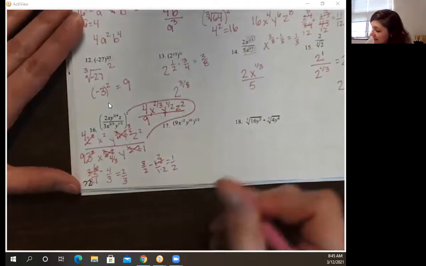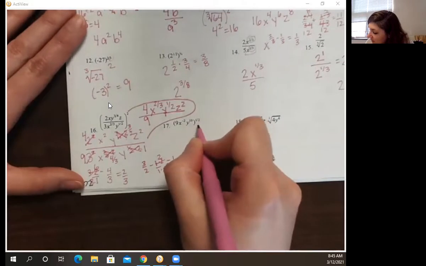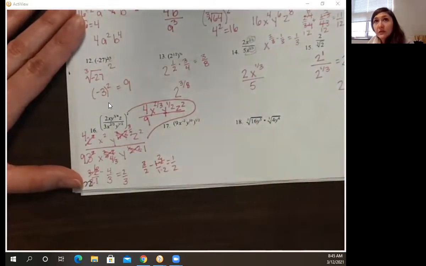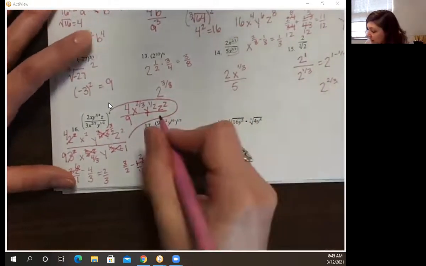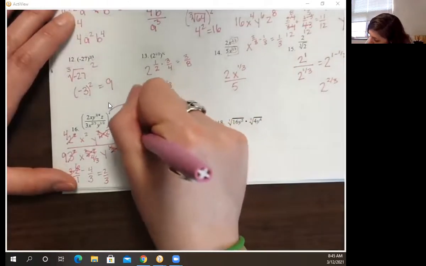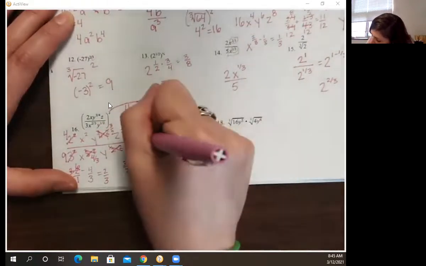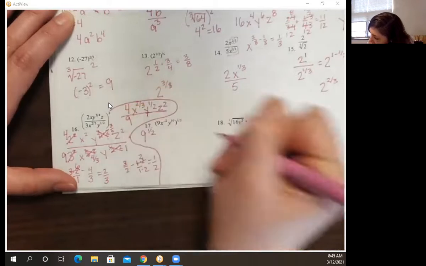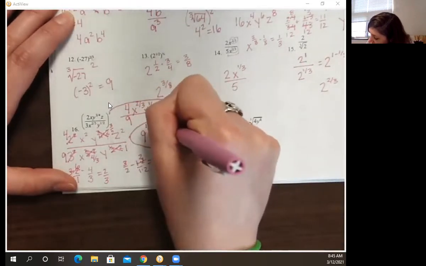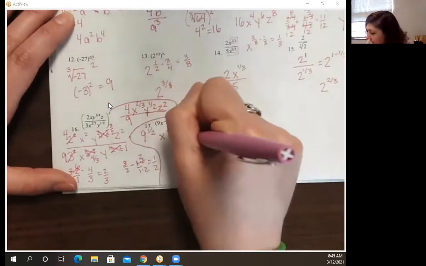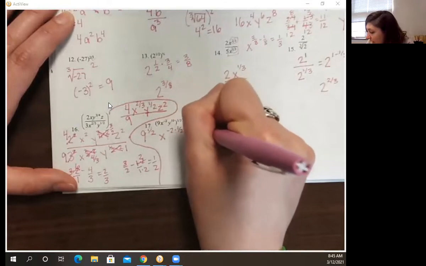For number 17, I've got, again, an exponent outside of parentheses. So I'm going to distribute it into each piece that I see here. So this would be 9 to the 1/2 power, x to the negative 2 times 1/2, and y to the 10 times 1/2.